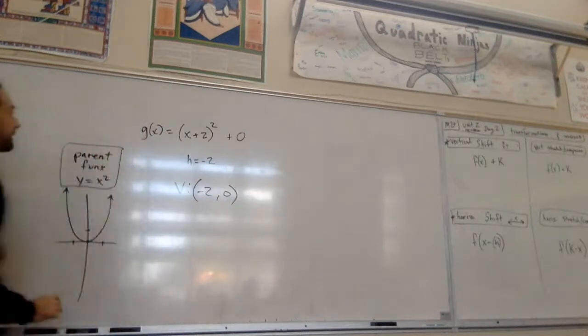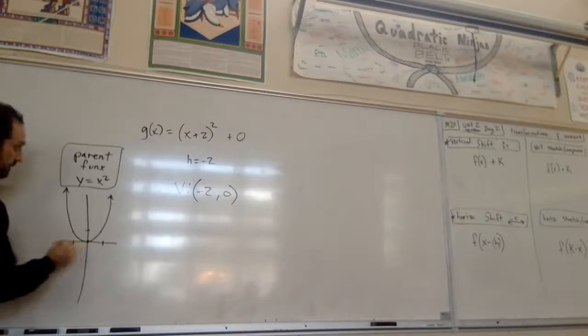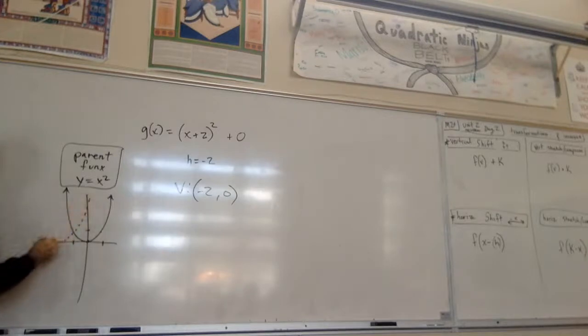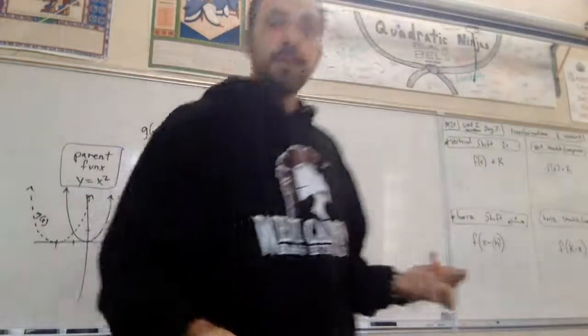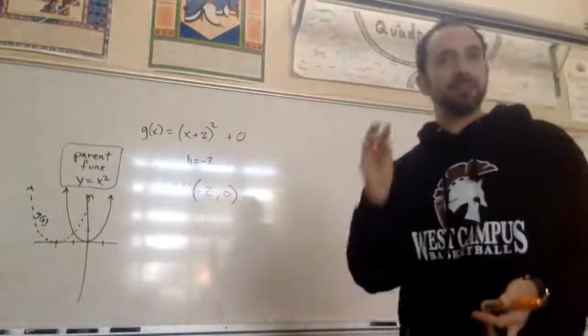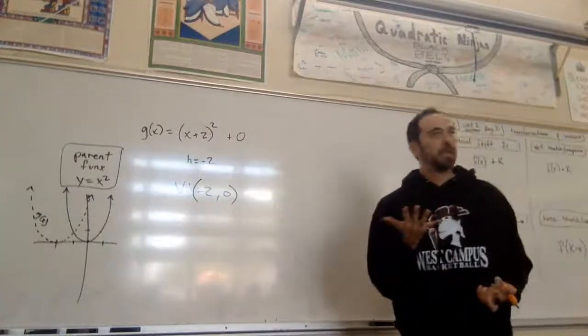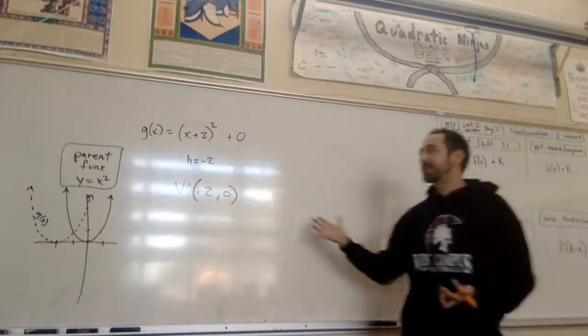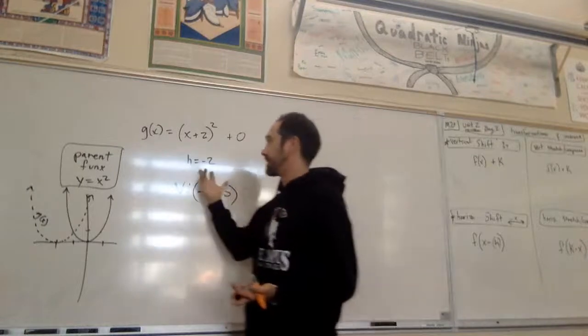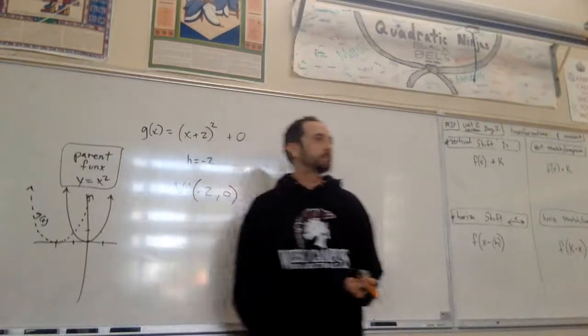So let's see what happened. We had 1, 2, and here is my new g of x. Okay. Is that clicking? We see how that's working? I think it's helpful just to find the new vertex, or you can think of the whole thing as shifted negative 2. It's going to go that way. All right.